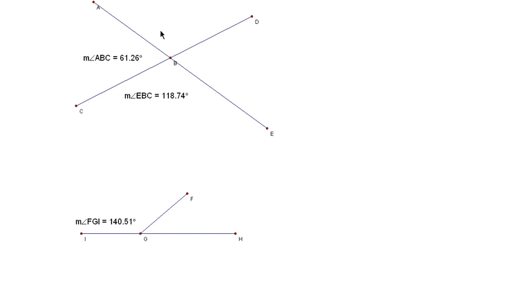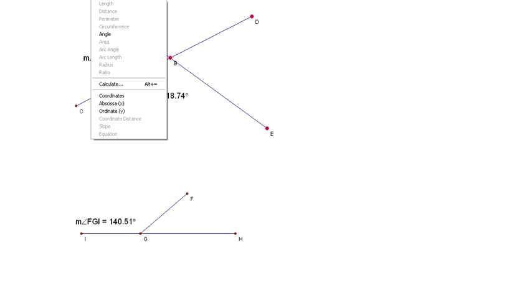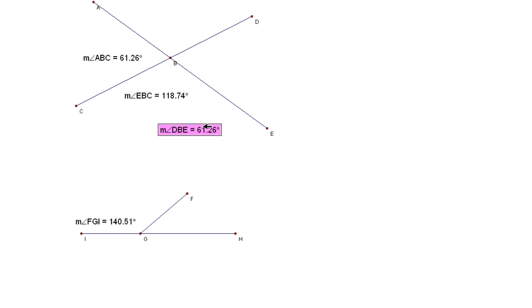Let's take a look up here at opposite angles. When two lines intersect, you can see we have measured angle ABC to be 61.26 degrees. This angle here is opposite. Now what do you think that angle is going to be equal to? Let's try and see if we can figure it out. I'm going to grab these vertices and say measure angle. It comes down here for some reason, but if we drag it up, look at that. We notice that angle ABC is equal to angle DBE. They're both the same. That's because they're opposite angles.